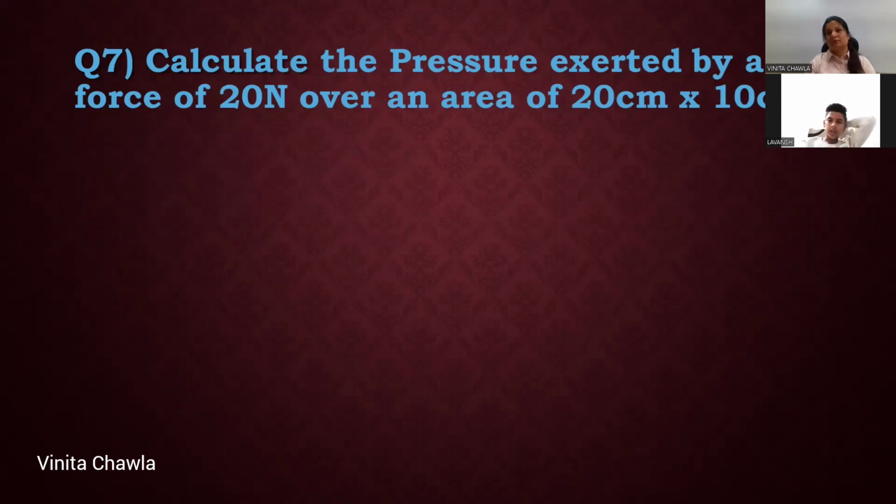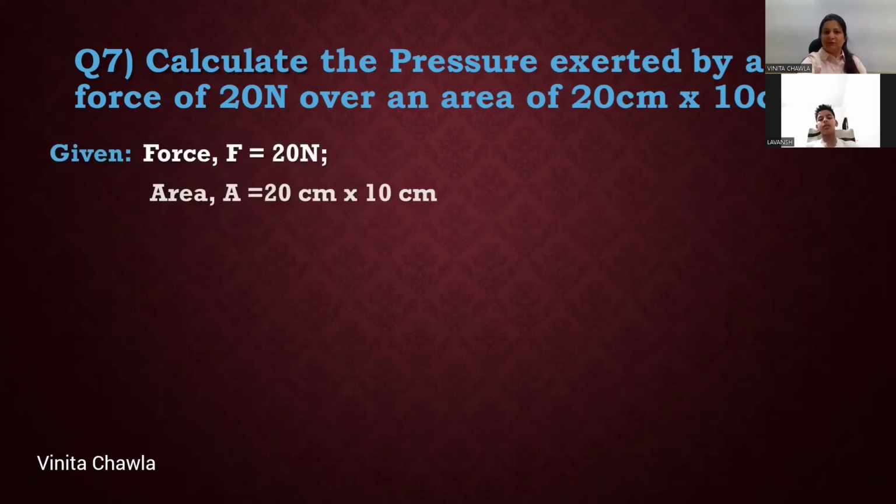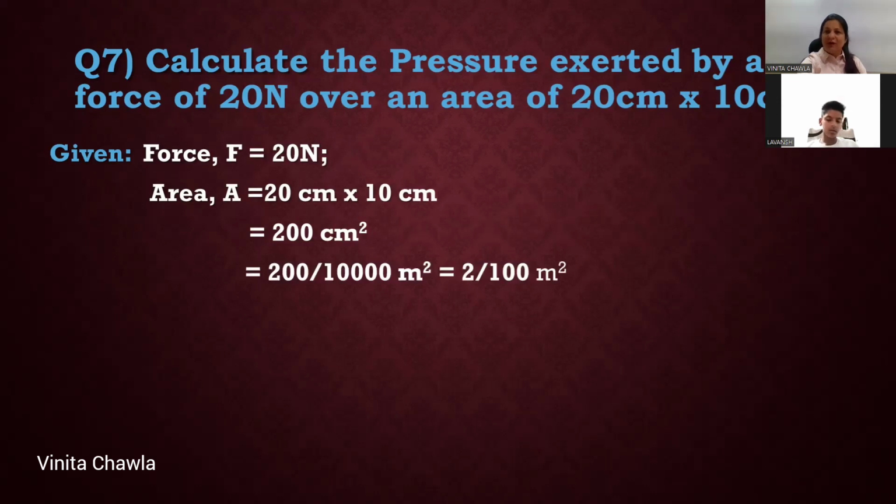20 into 10 centimeter is 200 centimeter. Yes, because dimensions are given this time, so we'll just multiply these two to get the area, and the area we are getting is in centimeter square. So first, 200 we'll convert this into meter square. Divided by 10,000 is 2 by 100. Yes, it's 2 by 100 meters square.